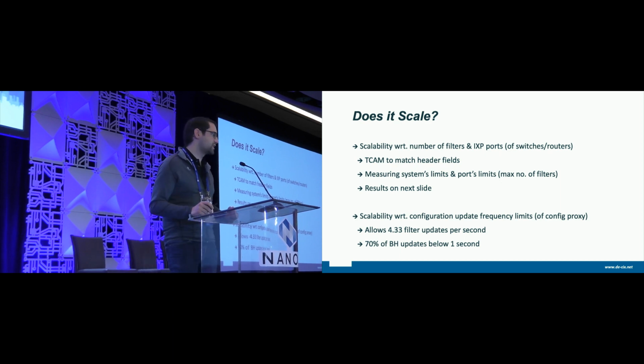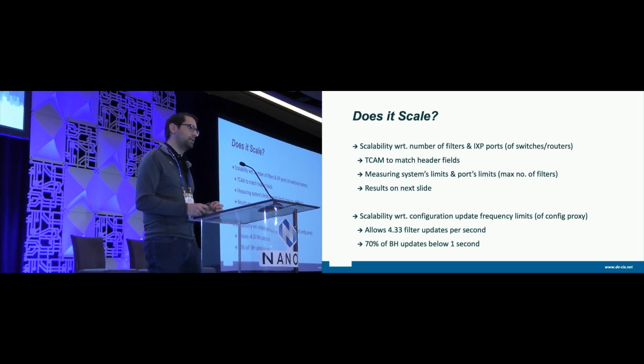So now the burning question: does it scale? We have two relevant dimensions for scaling. First, scaling with the number of filters and IXP ports where those filters should be applied. Second, the configuration update frequency, meaning new blackholing requests or filter requests. For the first one, we need sufficient TCAM space to match the header fields with a lot of rules for a lot of ports. We did a measurement in the lab with our gear to figure this out, and I have the results on the next slide.